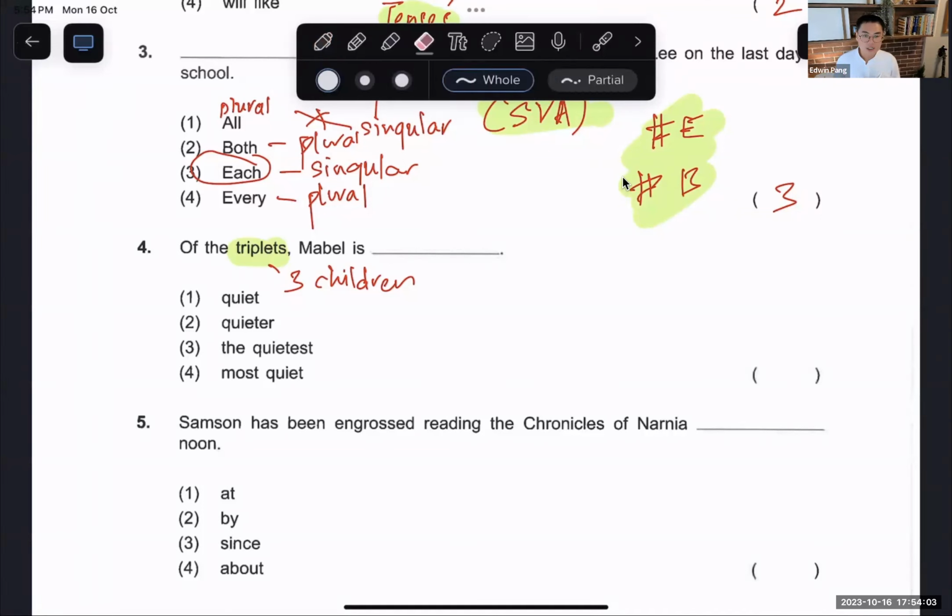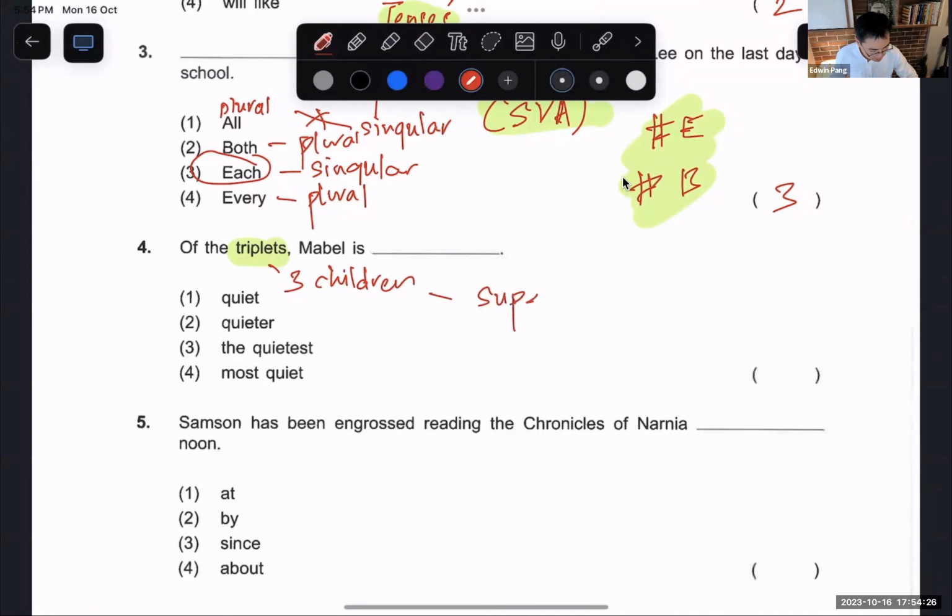So what did you learn about comparative and superlative adjectives? Can you still remember? Comparative is how many? Use your finger, show me. 2. Very good. Superlative is how many? Yeah, more than 2. So can you write down here: this is considered superlative, meaning it's more than 2.